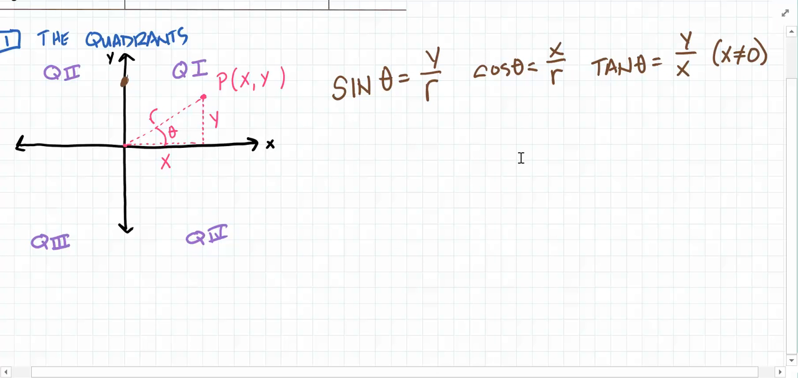Now, if I know the top three, then I know the relationship to the bottom three, correct? So the cotangent of theta can now be defined as what?